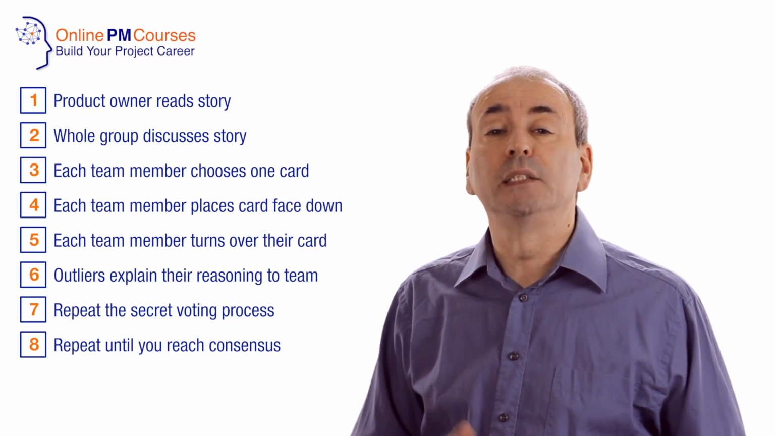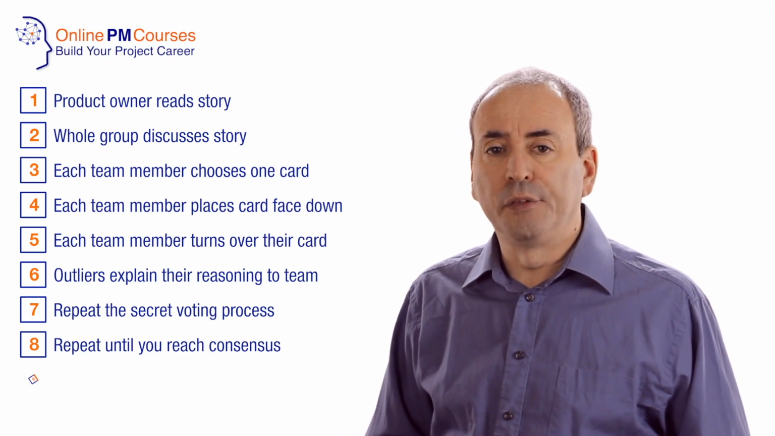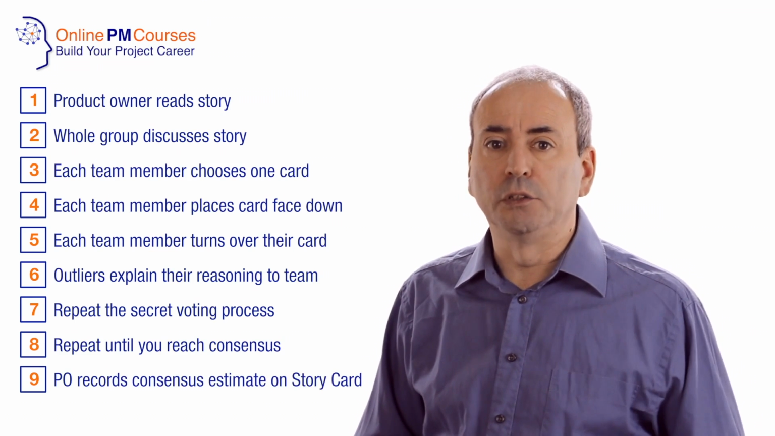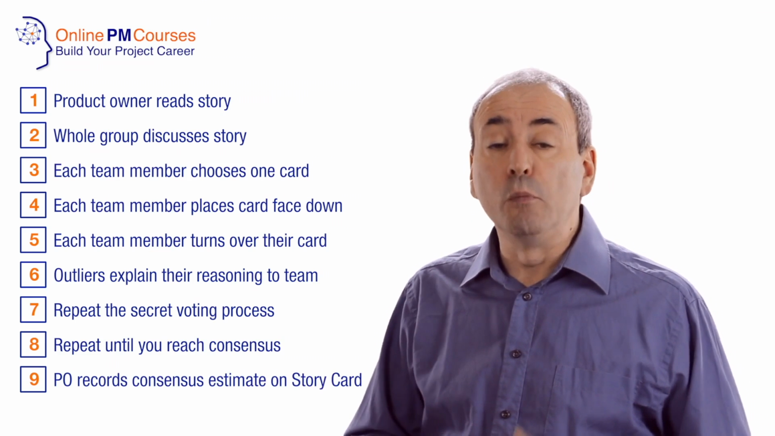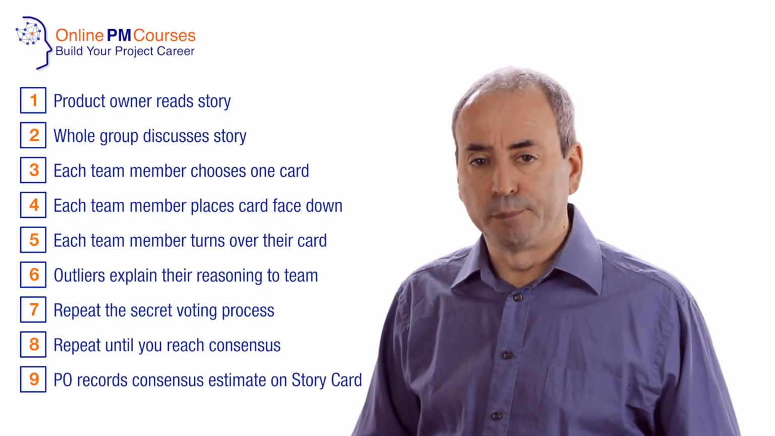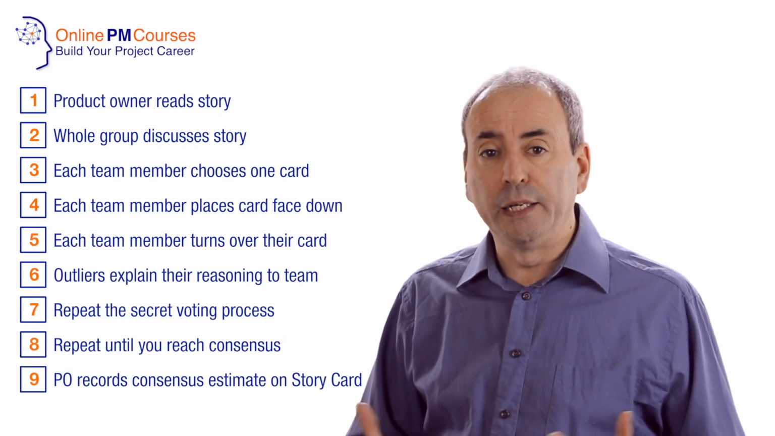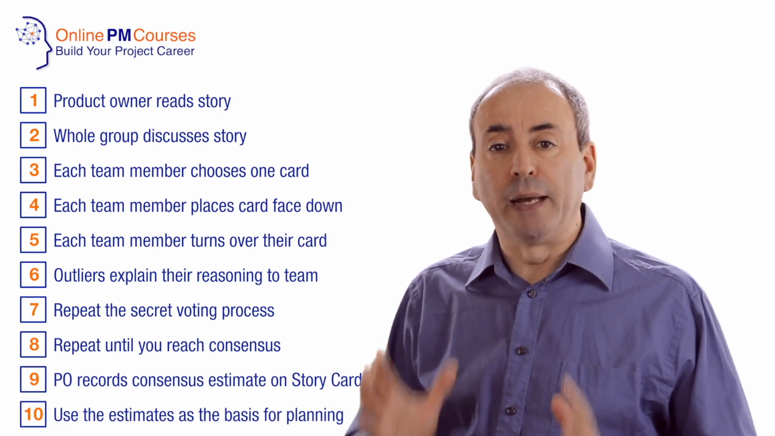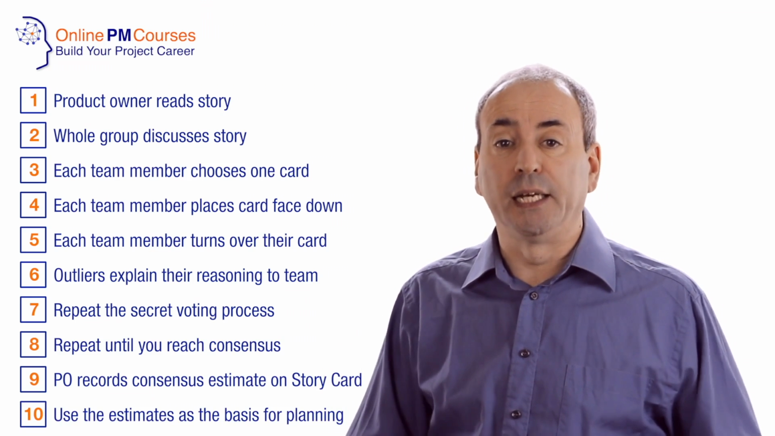Step 9 is when consensus is reached. Then the product owner will record the consensus estimate on the user story card, and you'll move on to the next story card and work on the next estimate. Finally, step 10, we take all the estimates and use that as the basis for planning the next stage in the project.